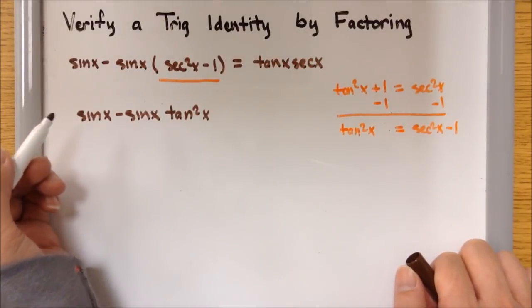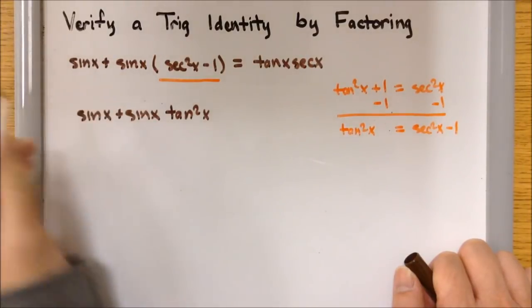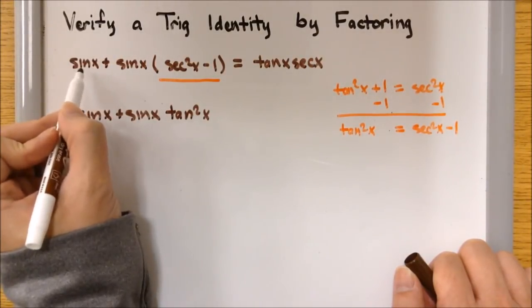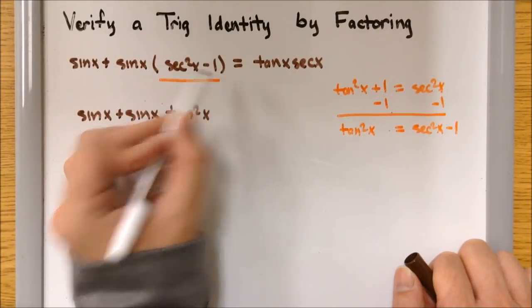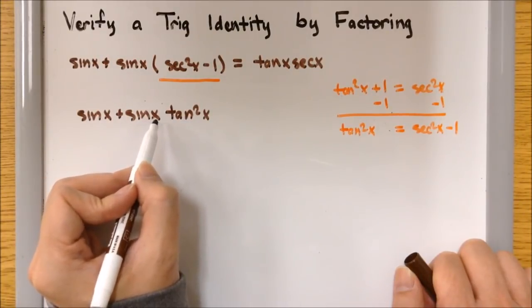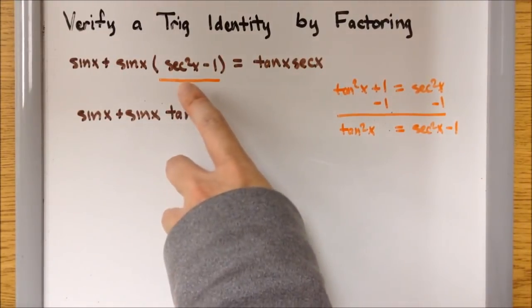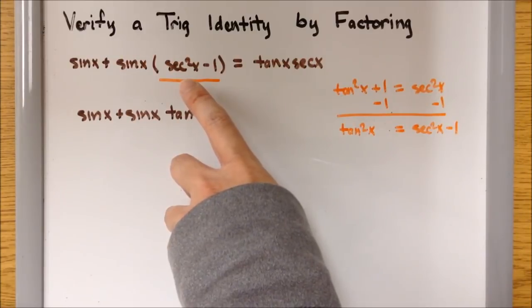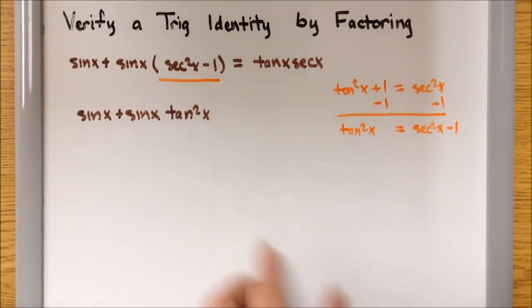Alright. And then there's a little error. This was supposed to be a plus. So the original was sine of x plus sine of x times secant square of x minus 1. Now at the moment we have sine of x plus sine of x times tangent square of x. Once we switch out the complicated secant square of x minus 1 with the simpler term tangent square of x, now we can factor.